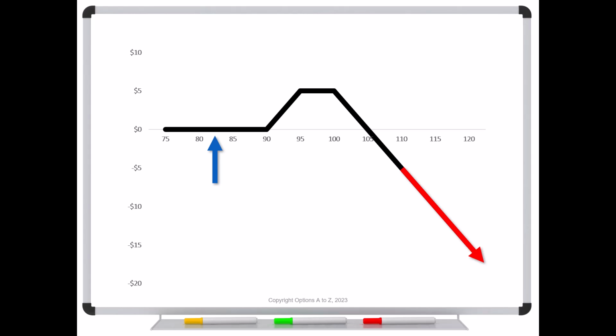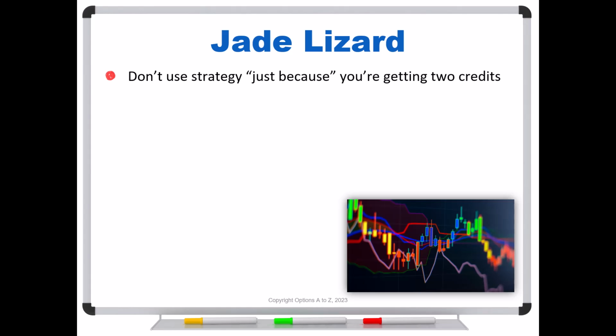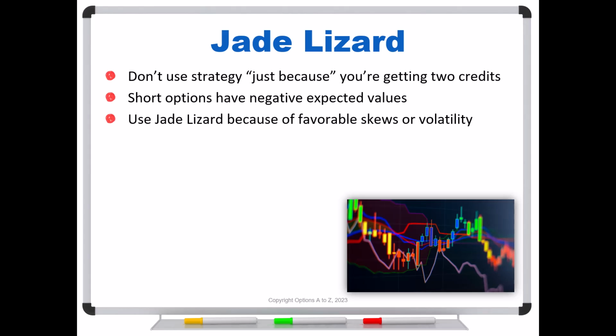So the main thing to get from this is that you don't want to use this strategy just because you're getting 2 credits. Remember that short options have negative expected values. Yes, you get positive theta, but it doesn't come for free. You've also got negative gamma and negative vega. So rather than using the Jade Lizard just because you think it's some fancy strategy that has all the rewards without any risk, that is not true. Again, remember that all strategies are nothing but calls and puts, long and short. Instead, use the Jade Lizard because of favorable skews or volatility. But those are discussions for future videos.